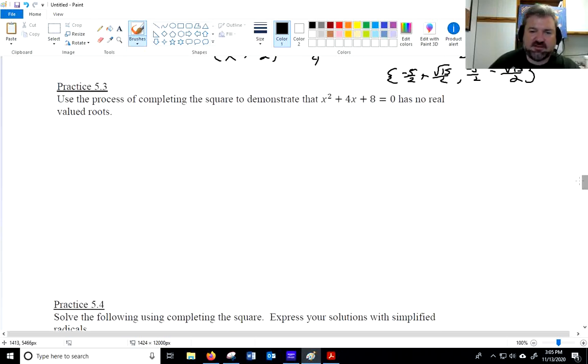All right, for a practice problem, I'd like you to demonstrate why x squared plus 4x plus 8 equals 0 has no real valued roots. Give it a try.